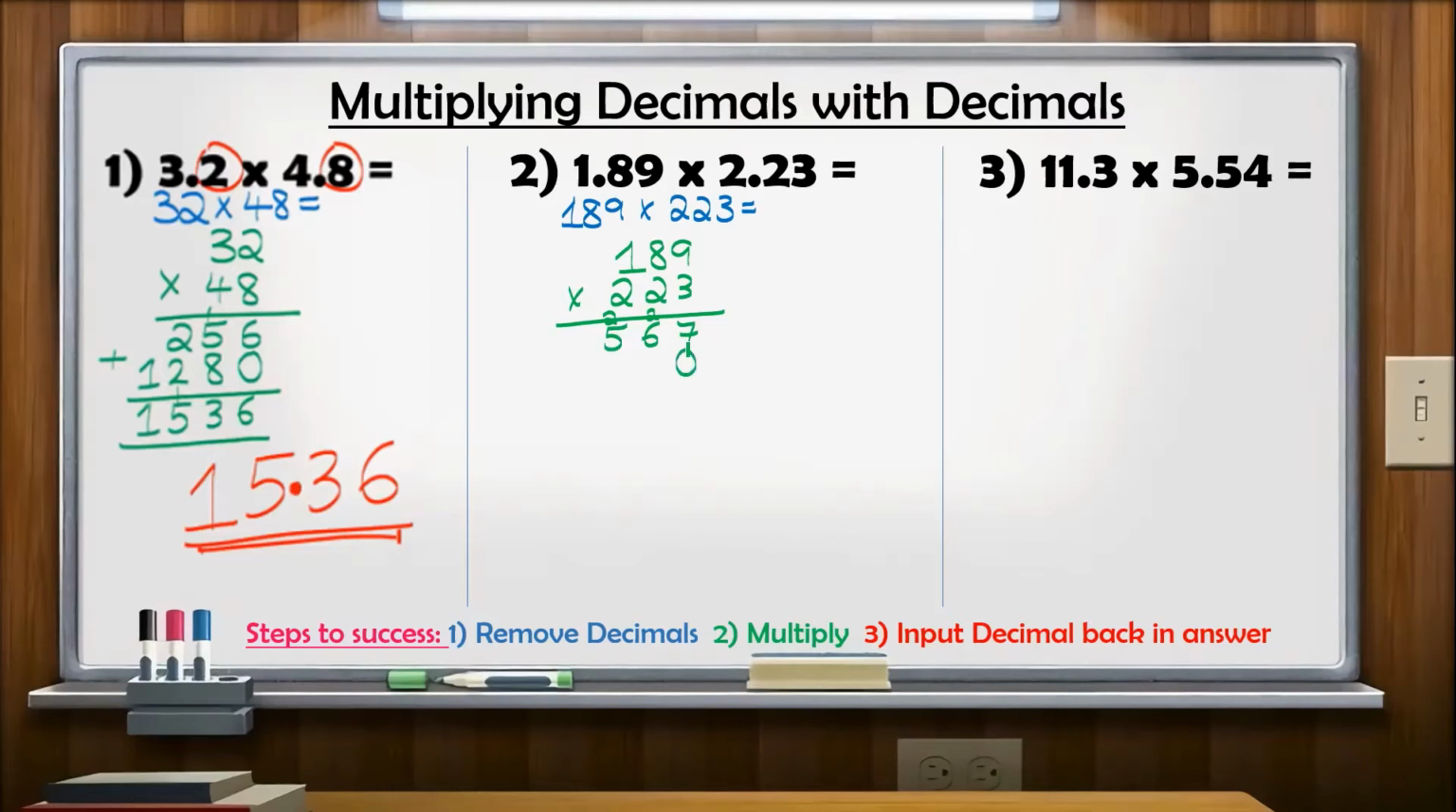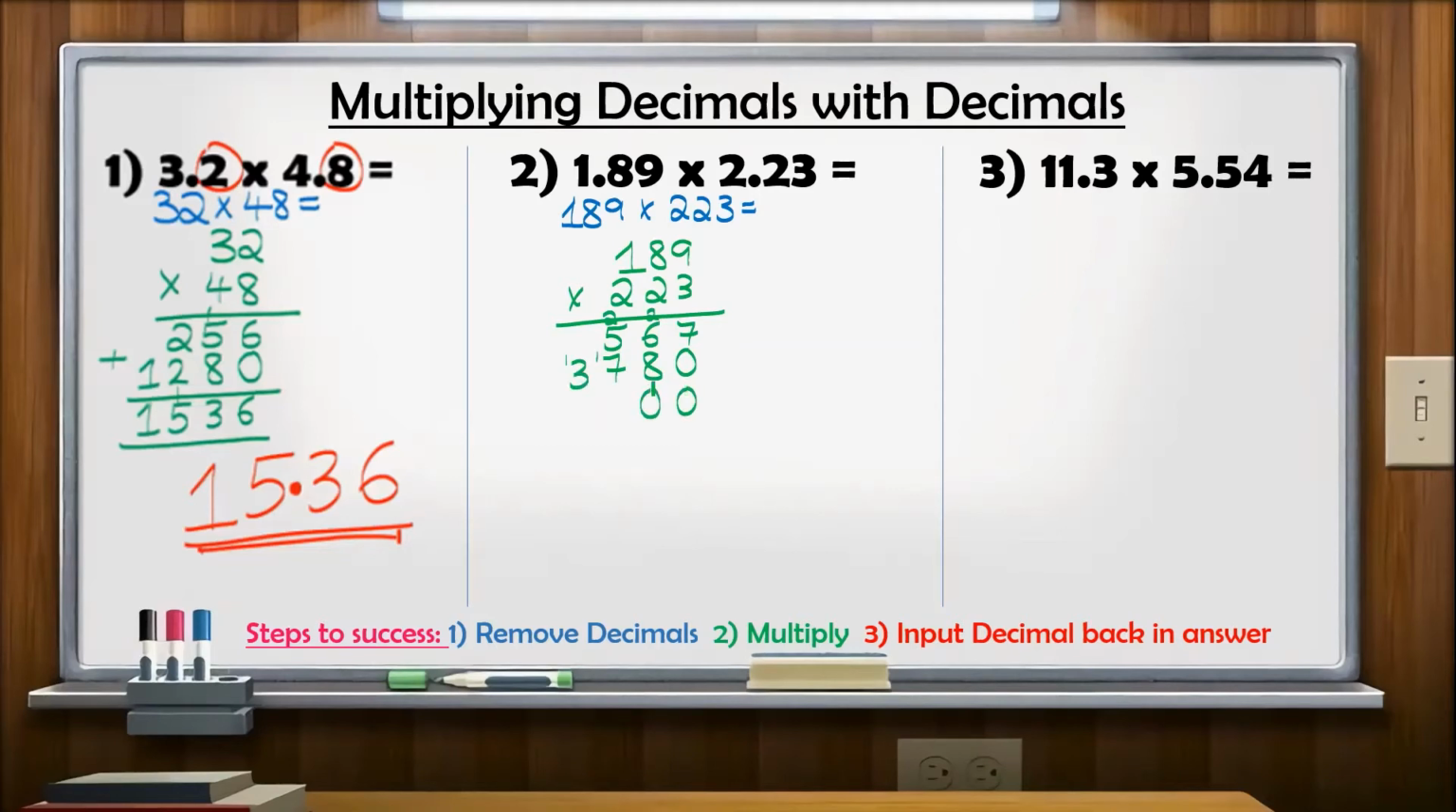I put my placeholder. Now I'm going to multiply my 2 with the 9, which is 18. So I put my 8 here and carry over the 1. 2 times 8 is 16, plus the 1 is 17. I put my 7 here and carry over my 1. 2 times 1 is 2, plus the 1 is 3. Now I put 2 placeholders as I'm multiplying with 100.